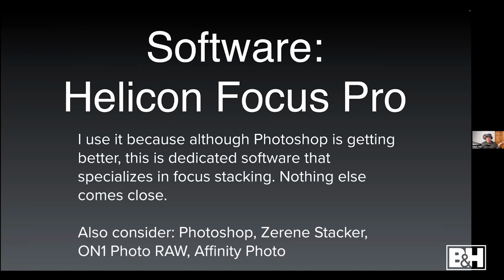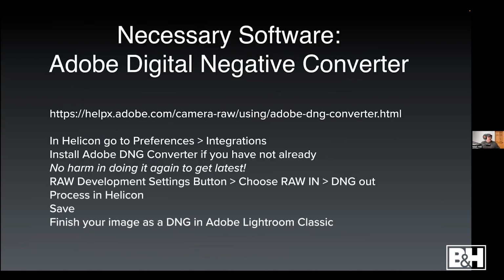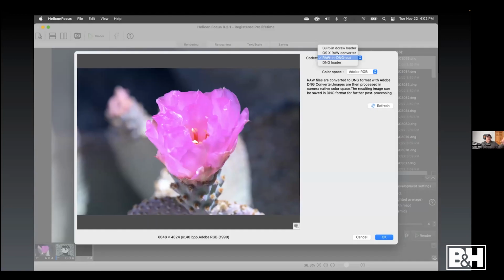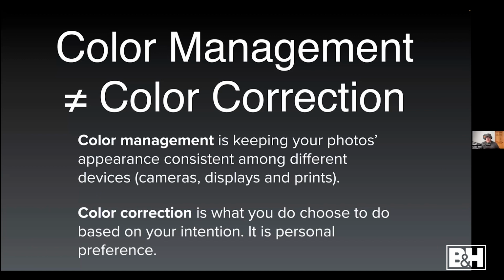I agree. You should use the tools that work for you. So to do that, you also need to install the Adobe Digital Negative Converter, which may already be on your system, right? And I'm going to demonstrate this also. But in Helicon Focus Pro, you go to Preferences and Integrations, and it gives you a link there to go download it. See where it says these instructions. It's going to show you where to download it. And then when you're in Helicon Focus, you open up the raw development settings, and you make sure it says raw in and DNG out. So we're going to get to that. I'm going to show you that live.